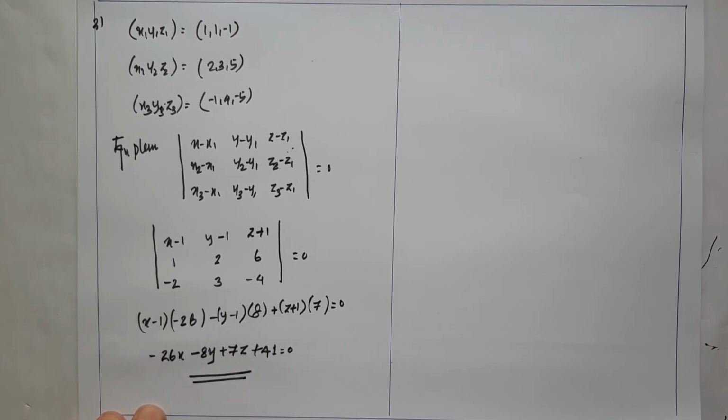That's the equation. If we want to find the vector form, at that time the equation of the plane is r dot minus 26i minus 8j plus 7k plus 41 is equal to 0, which is the vector form. The earlier one is the Cartesian form. This is the vector form.